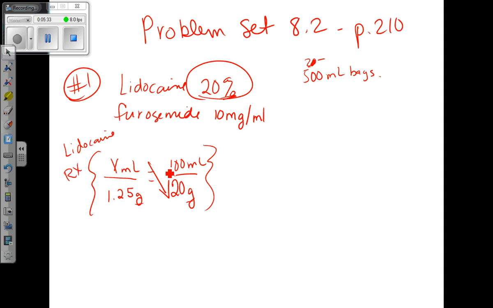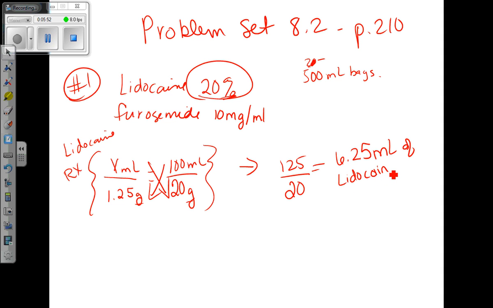We just have to cross multiply. X times 20 is 20, goes on the bottom, and 100 times 1.25 would be 125. So it would come out to be 6.25 milliliters of your lidocaine per bag. Remember, we divided this up into 2, so it's per bag.